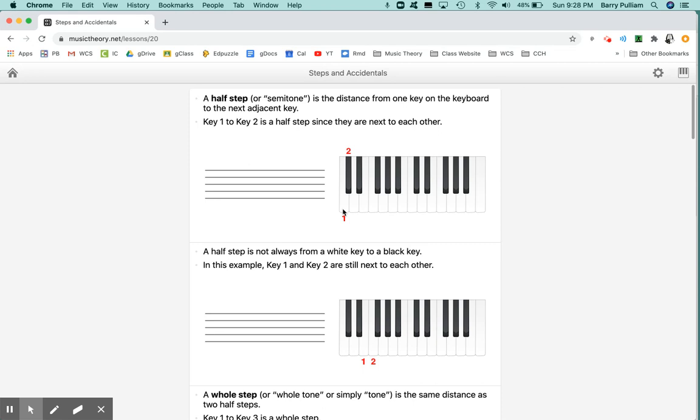Here's a key. The next key is this key, this black key right here. That is one half step. And then from number 2 to the next key, which is this white key, that's a half step. From here to here is a half step. From this black key to this white key is a half step. And then look, from this white key to this white key is a half step.